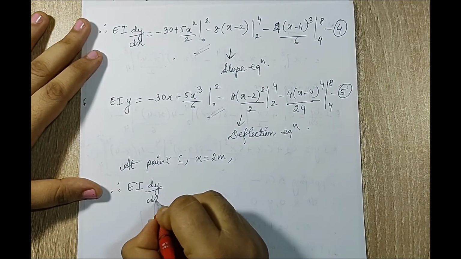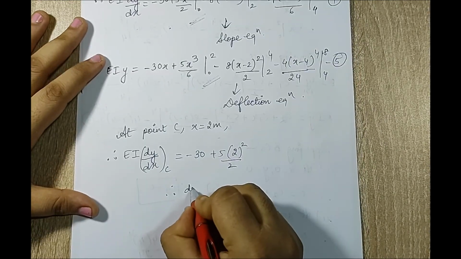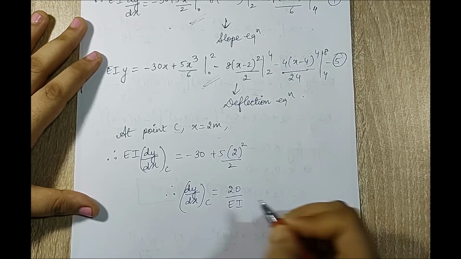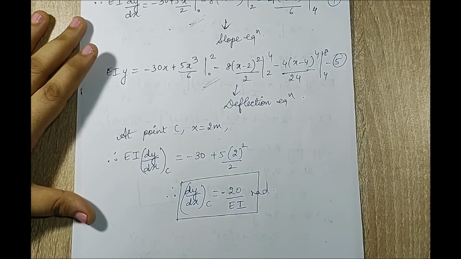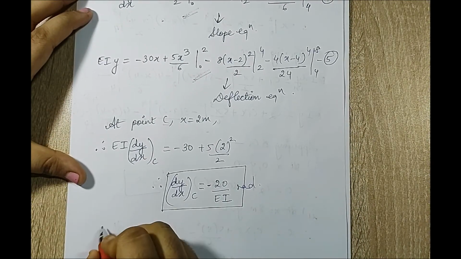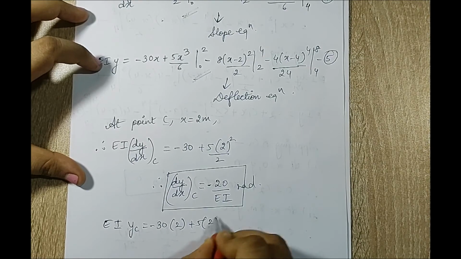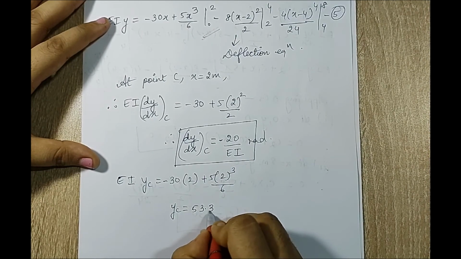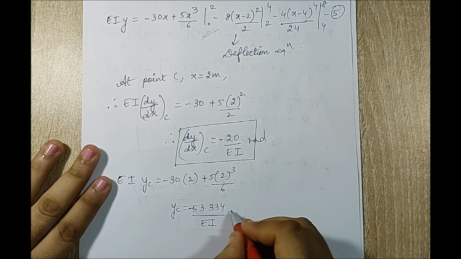EI dy by dx at C is equal to minus 30 plus 5 into 2 square by 2. Therefore I get the value of dy by dx at C as minus 20 upon EI radians. And next I have to calculate the deflection. So I will substitute. I'll get EI yc is equal to minus 30 into 2 plus 5 into 2 cube upon 6. So I get the value of yc as minus 53.334 upon EI meters. Okay, I get a negative sign, meters.